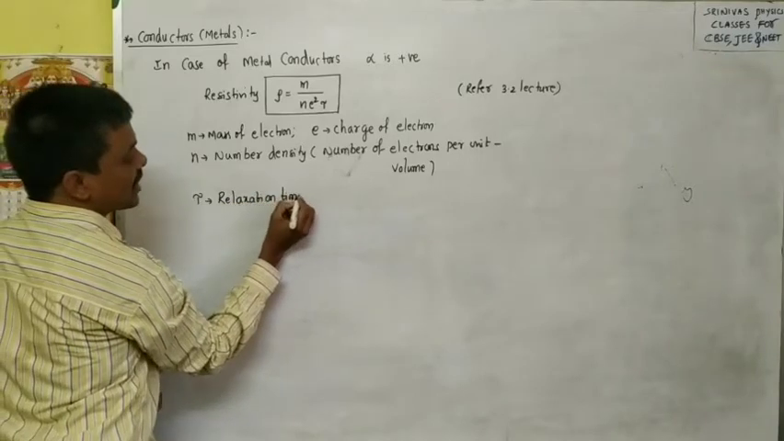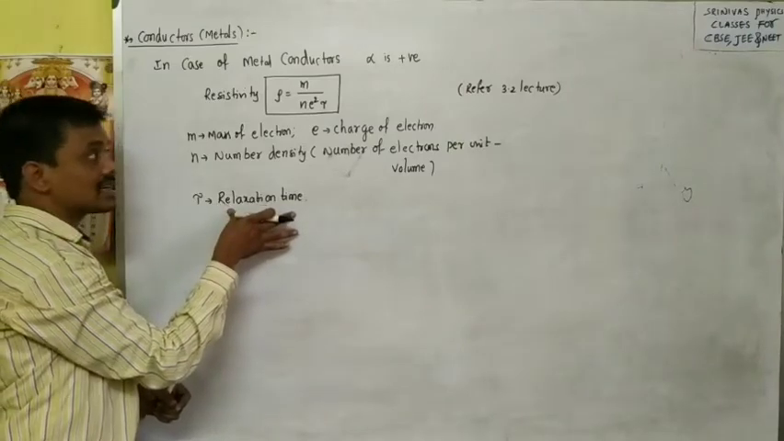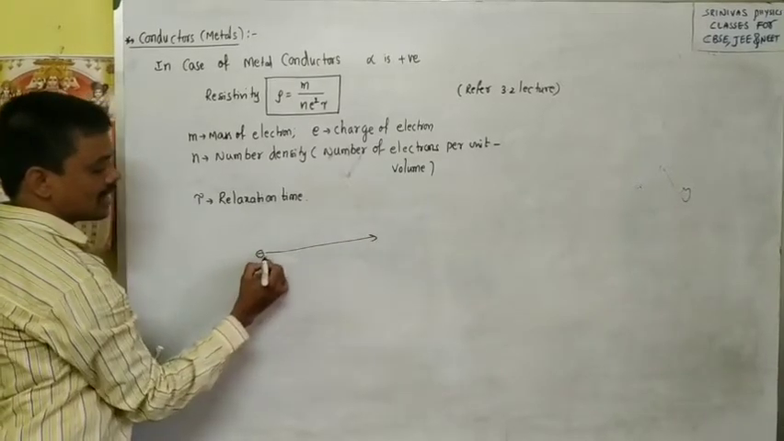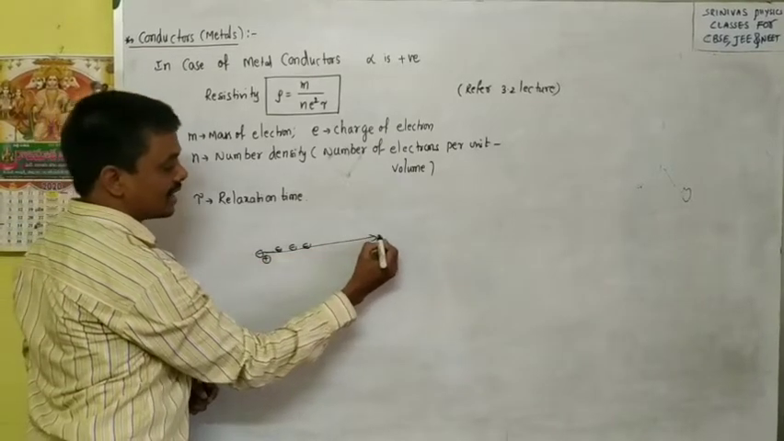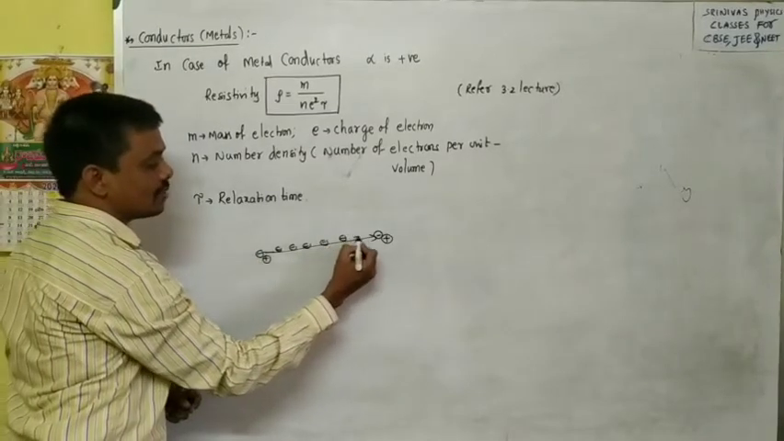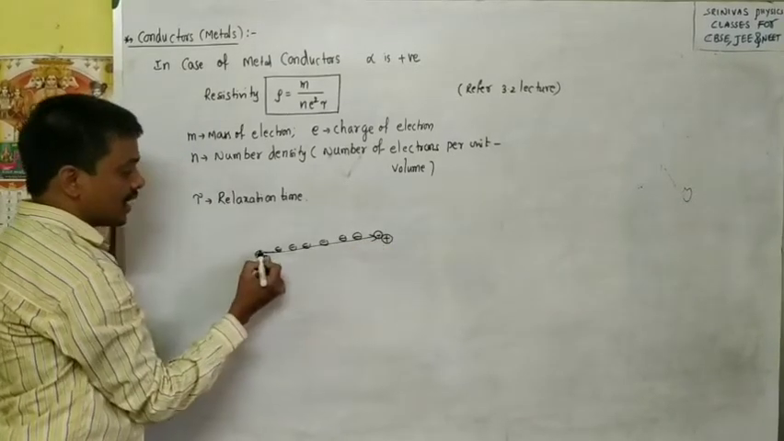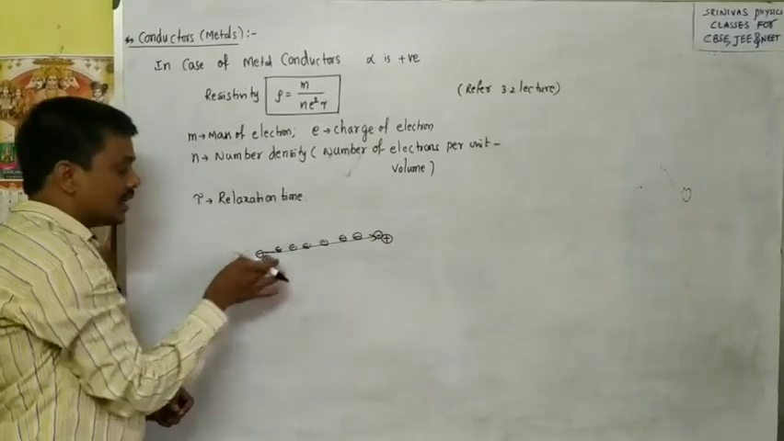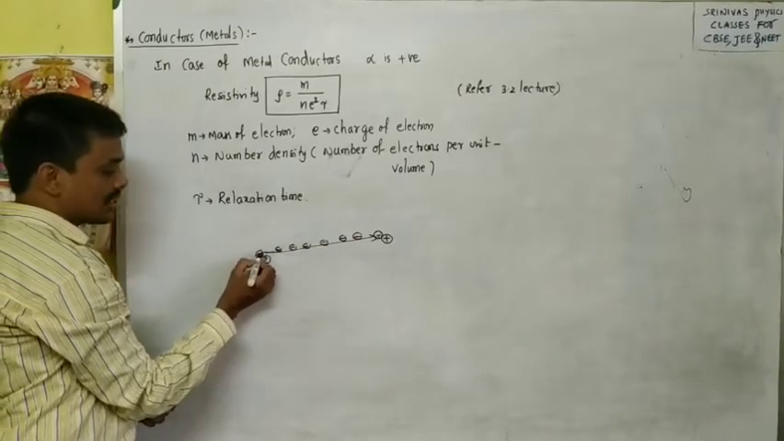What is relaxation time? In this also you have to refer to the 3.2 lecture. That is the average time interval between successive collisions. For example, an electron is moving like this. Here the electron collides with some ion, and now the electron travels like this, and here again the electron collides with some other ion. From here to here there is no collision. That means the electron travels relaxedly without any collision, and the time interval between the successive collisions of the electron with the positive ion.